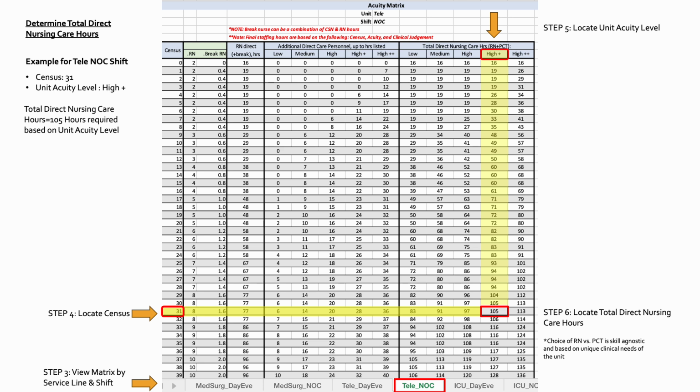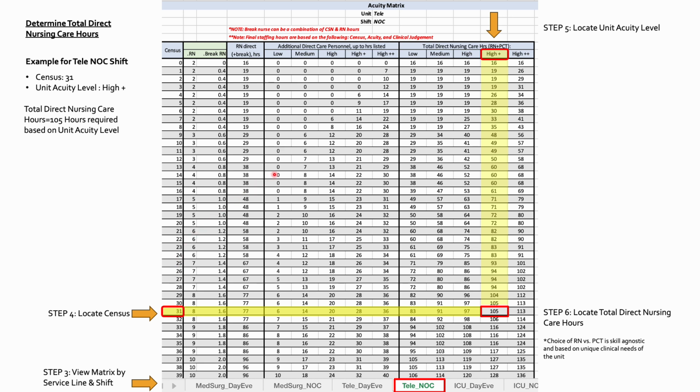I've located my Epic resource binder, and now I want to determine the total direct nursing care hours my unit requires based on the matrix. So in this example, this is tele knock shift, census 31, unit acuity level high plus. Step 3, I want to be sure I am looking at the right matrix by the right service line and shift. So for this example, I am looking at tele knock shift. Step 4, locate census. I have a census of 31 patients.